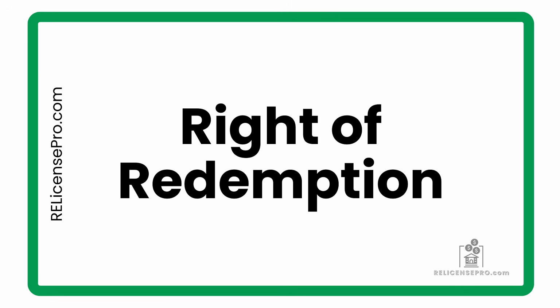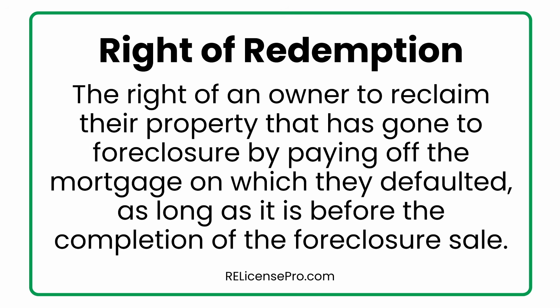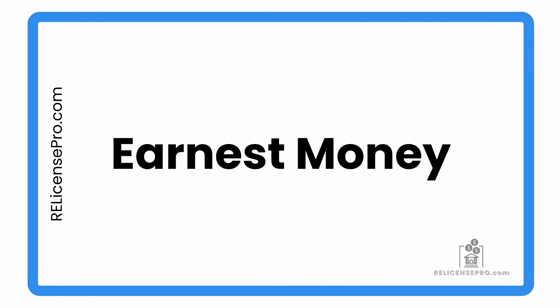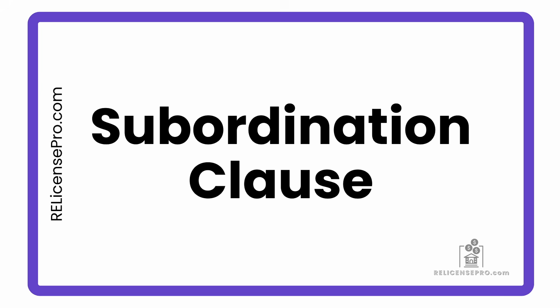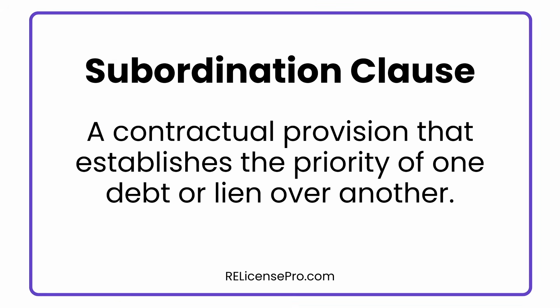Right of redemption. The right of redemption is the right of an owner to reclaim their property that has gone into foreclosure by paying off the mortgage in which they defaulted, as long as it is before the completion of the foreclosure sale. Earnest money. Earnest money is a deposit made by the buyer to demonstrate their serious intention to purchase the property, serving as a sign of commitment when submitting an offer to purchase. Subordination clause. A subordination clause is a contractual provision that establishes the priority of one debtor lien over another.